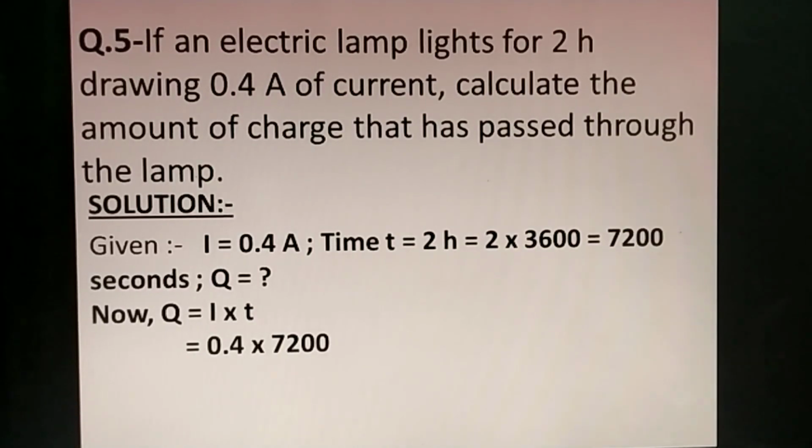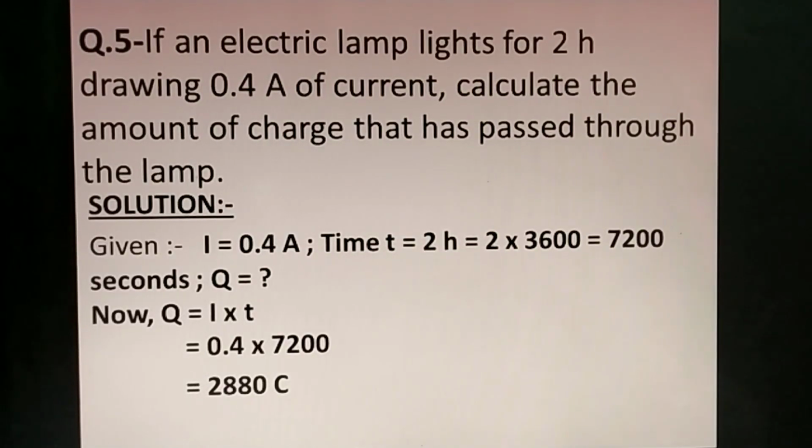And you have to find out the charge, and the formula will be Q is equals to I into T. Now substitute all the values. So 0.4 multiplied by 7200, and the answer will be 2880 coulomb, and coulomb is the SI unit of charge.